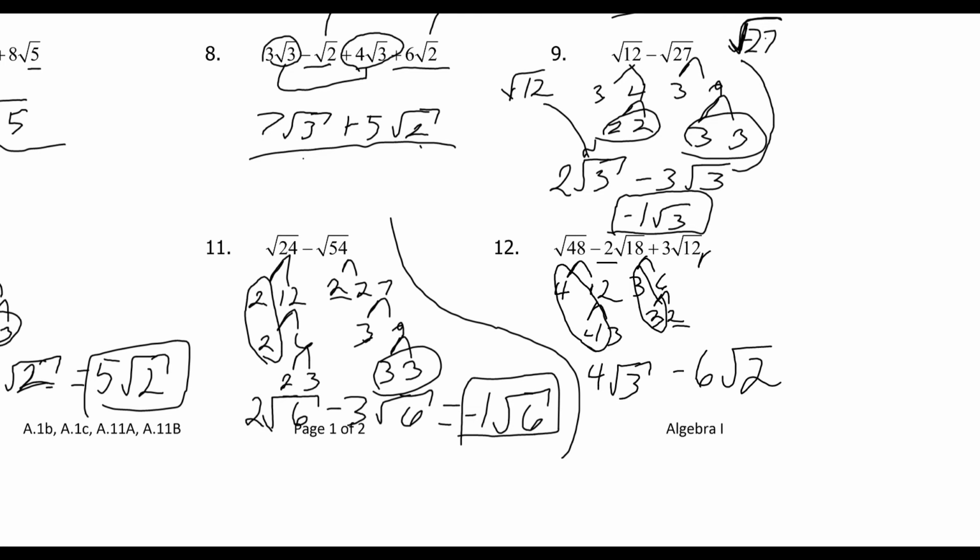Okay, now I need to break apart the 12 and go 3 and 4, 2 and 2. So I'm going to pull out the 2's, multiply them by that 3 on the front, which is going to be 6 roots of 3. So 4 root 3 plus 6 root 3, that's 10 root 3, minus 6 root 2.